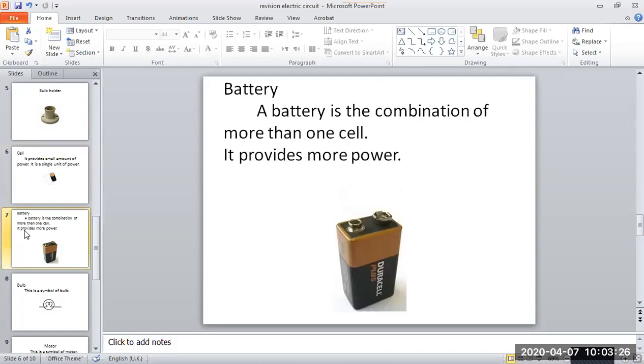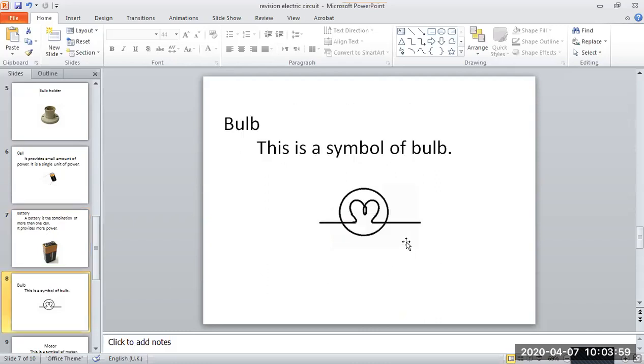And then battery. First of all, what is a battery? A battery is a combination of more than one cell. One unit of power is a cell, and if we combine more than one cell in one place, then that becomes a battery. And a battery has more power than a cell. Some instruments need less power, we use one cell. Some need more power, we use two cells. Some need more and more, with three and four, like these cells. That is called a battery. And this is the sign of a bulb.